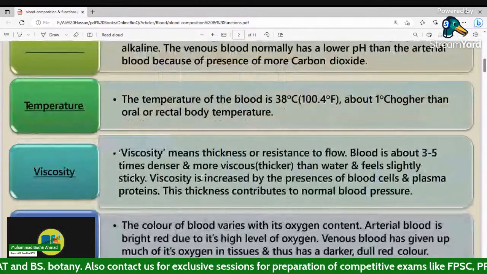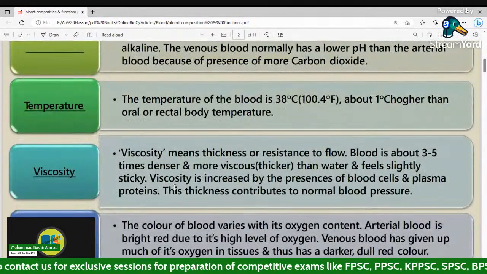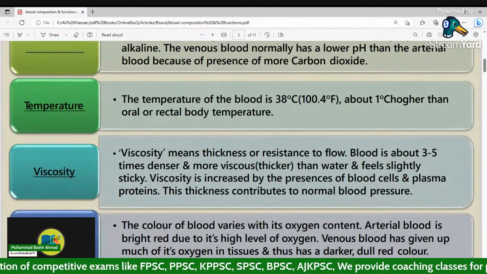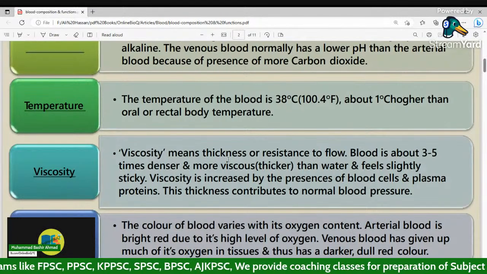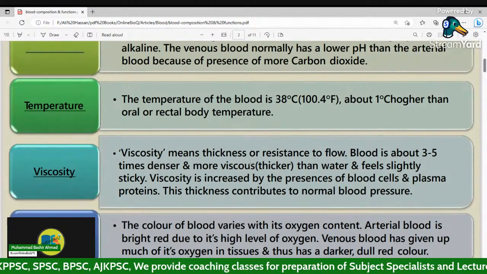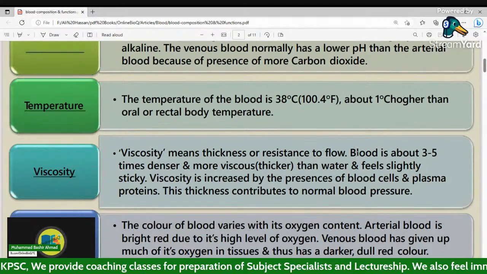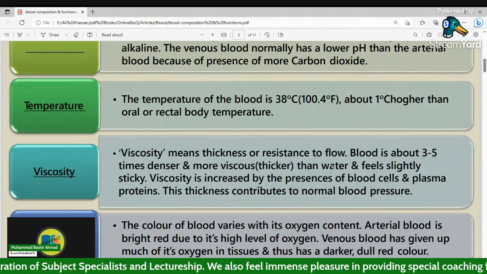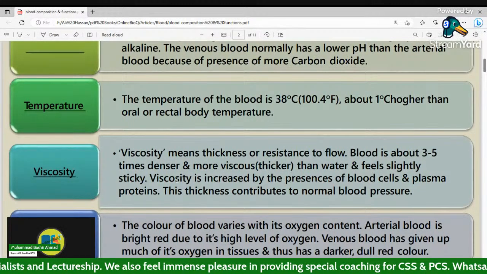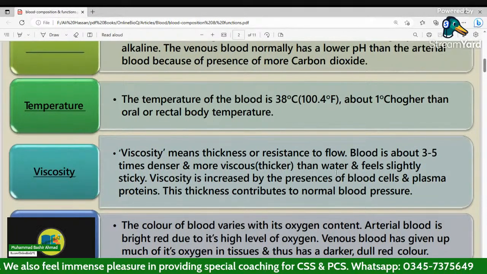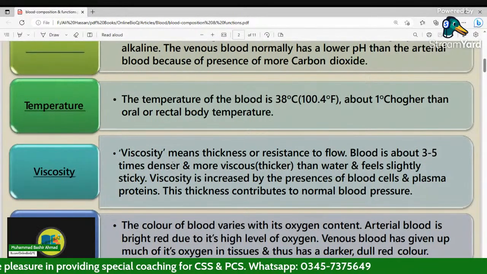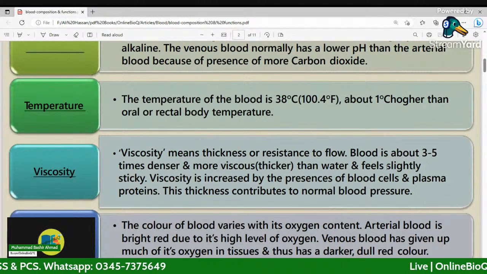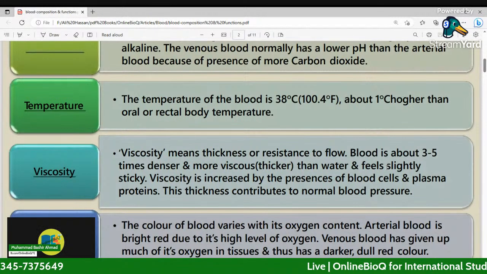Next characteristic of blood is viscosity. Viscosity means thickness or resistance to flow. Blood is about 3 to 5 times denser and more viscous than water and feels slightly sticky. So blood is about 3 to 5 times denser and more viscous than water, and it gives a sticky appearance.